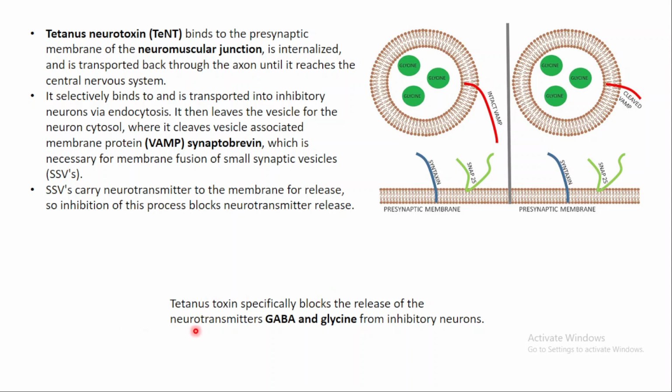So here again I have mentioned: tetanus toxin specifically blocks release of inhibitory neurotransmitters GABA and glycine from inhibitory neurons. It prevents them from being released. That's why the receiving cells, the motor cells or muscle cells, will always stay in contracted form and there is no inhibition to that, so relaxation would not be initiated. That is a summary of how tetanus disease happens, and it is a very deadly disease.